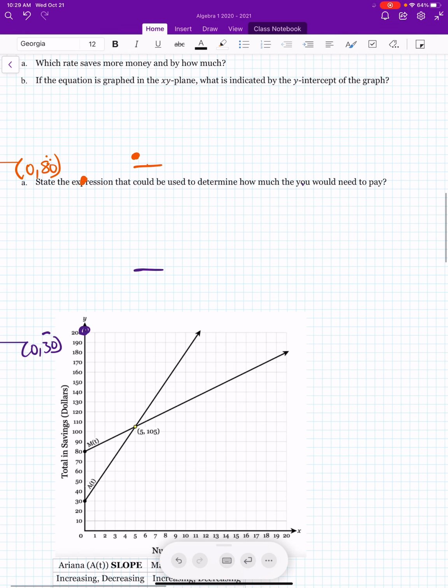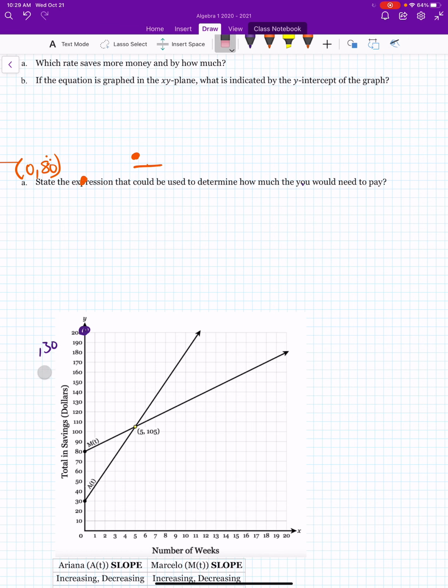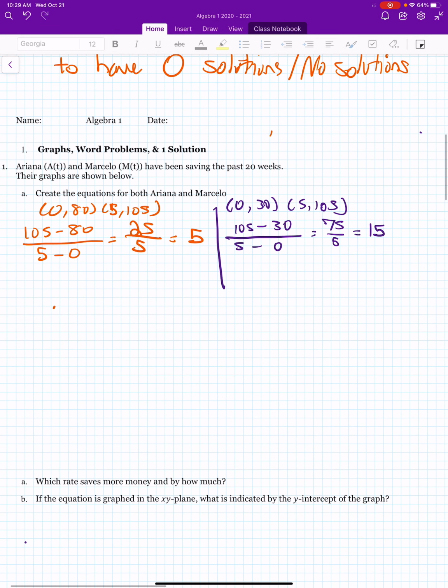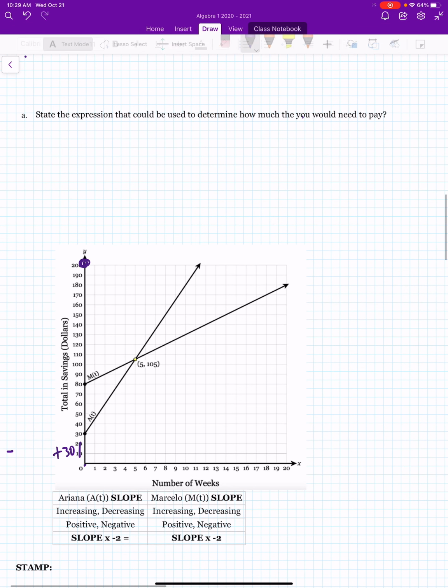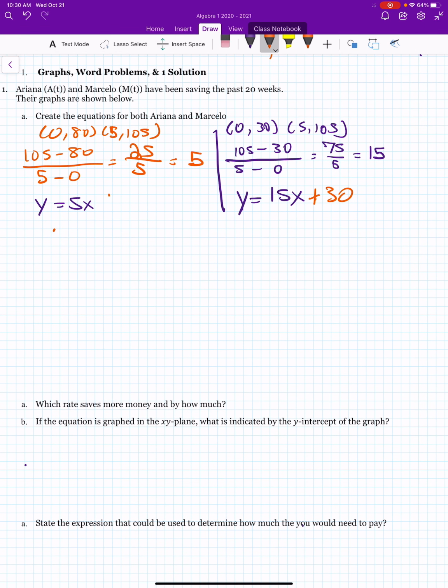Now, going back here, we look at the y-intercepts. The y-intercept is the units above or below the origin. If here's the origin, above it is plus 30. That's Ariana. Because the slope is 15, we have the equation 15x, and now we include the y-intercept, plus 30. For the other one, slope is 5, so y equals 5x, and now we can consider the y-intercept. It's at 80, so it's plus 80. Those are our two equations.